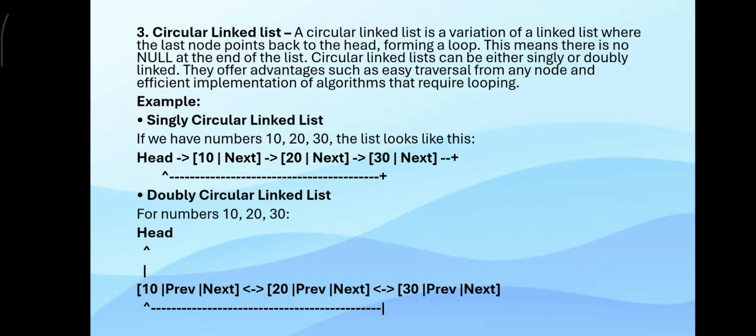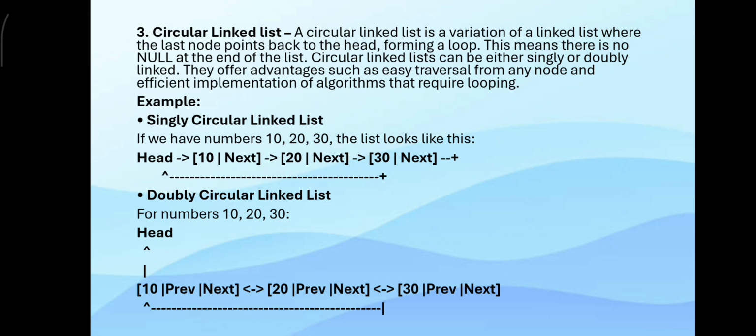And the doubly circular linked list: for numbers 10, 20, 30, head is 10. It points next to 20 and next to 30, forward. Then going backward, 30 goes back to 20, which points to 10.